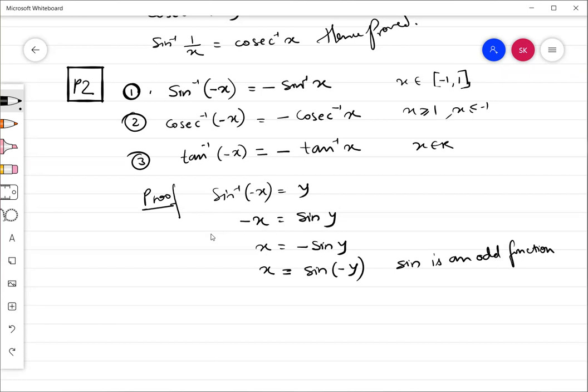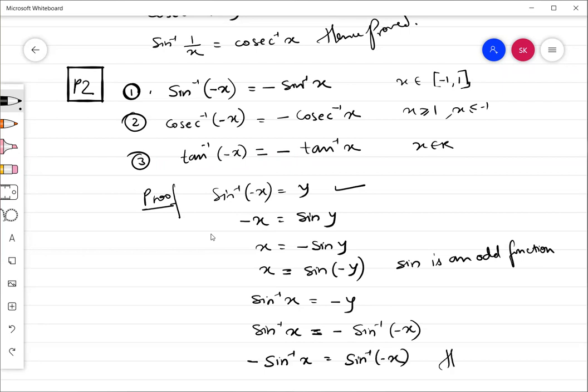Now the last part is the same. I will shift this sign over here, so it will become sin inverse of x is equal to minus y. And then what is y? Look here, what is y? It is sin inverse of minus x, and on this side we already have sin inverse of x. So the final step, the minus sign comes out. So minus sin inverse of x is equal to sin inverse of minus x. Done, hence proved.